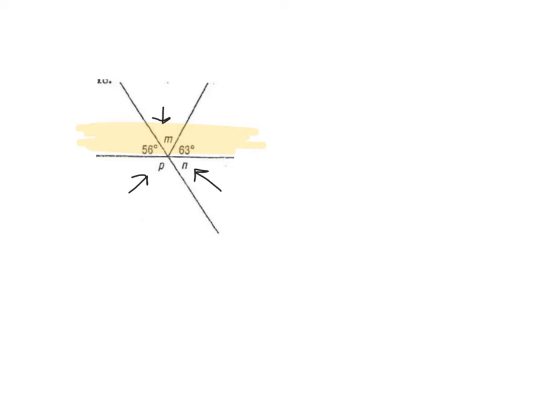So I know that if I do M plus 56 plus 63, I'm going to get a total of 180. Okay, so right off the top, I know that because it's 180, this is telling me that I've got a supplementary relationship happening with those angles.